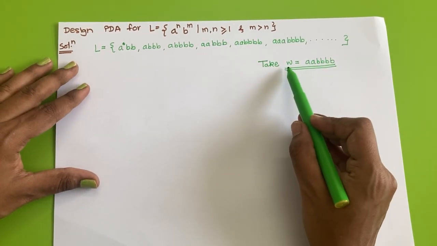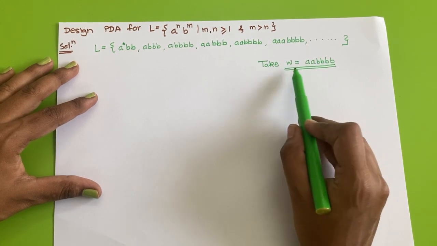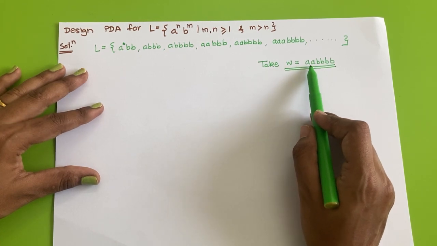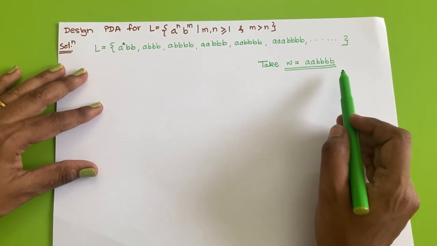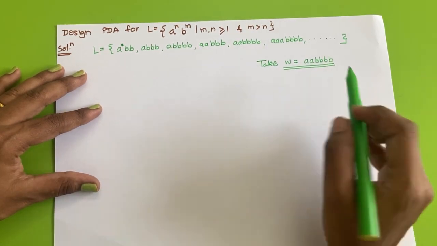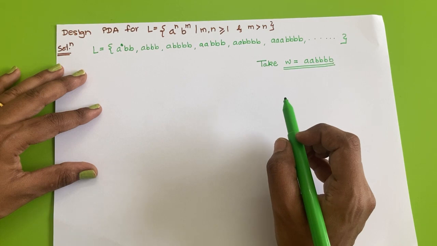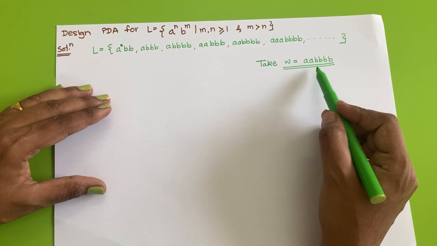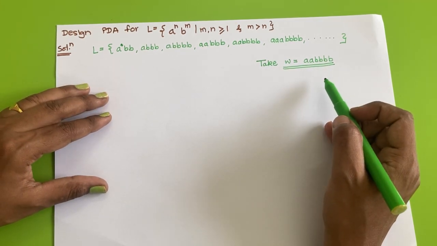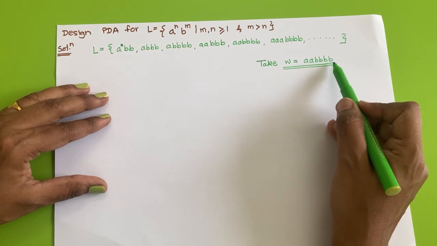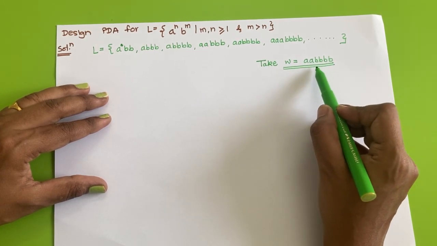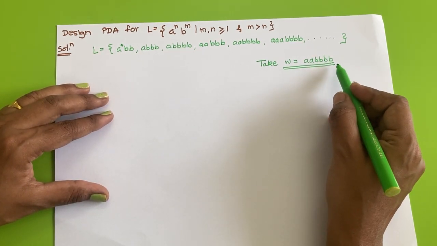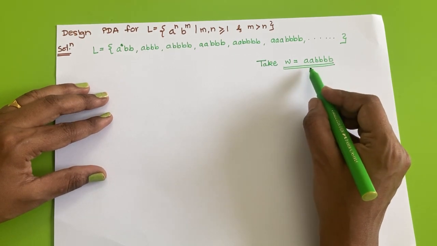First we will take a random string to simulate. Here I have taken the string W equal to 2 times A, 4 times B. First we have to learn the logic behind this. We have to check whether the number of B's is larger than the number of A's. What would be the condition? We know that B's appear after the finish of all A's. First all A's will come, after that B's will come, but they should be larger in number than the number of A's.